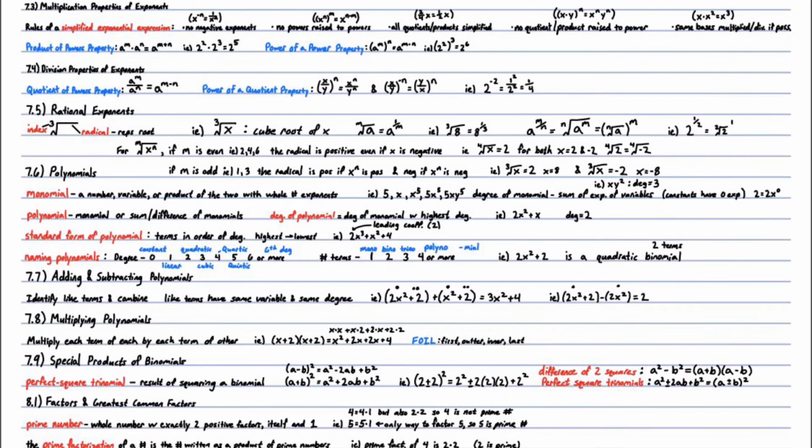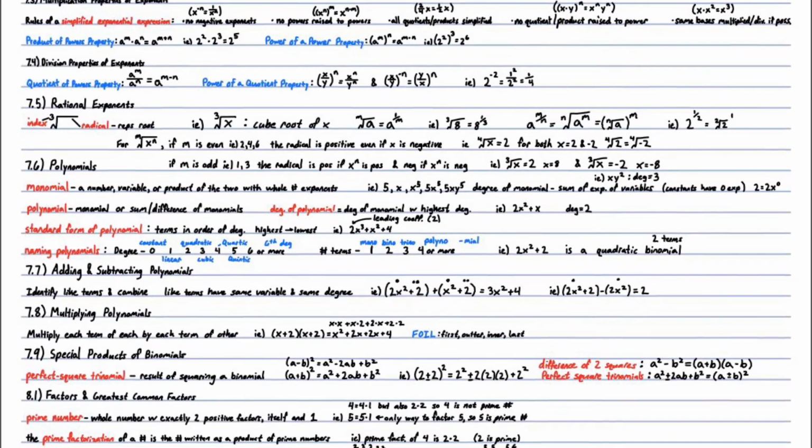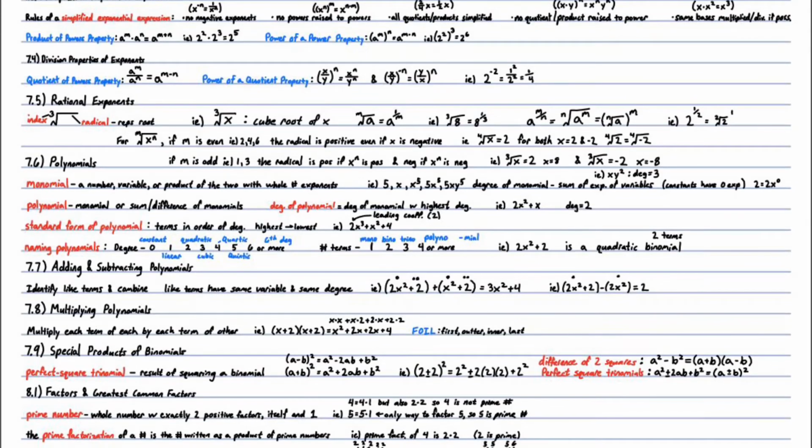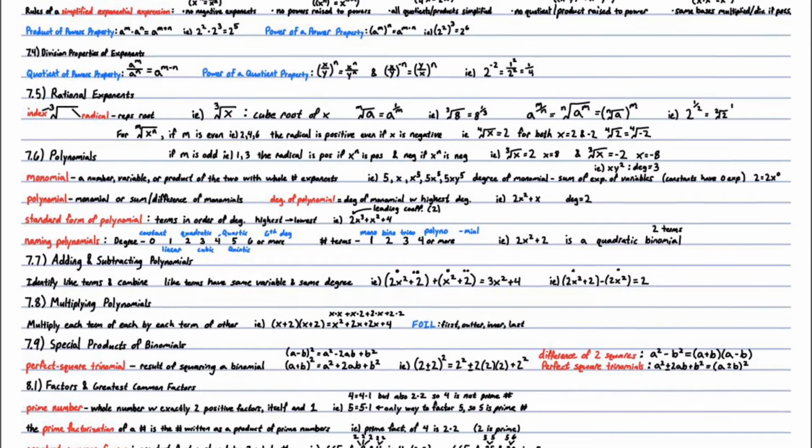Division properties of exponents. Quotient of powers property: if two powers with the same base are divided, subtract the exponents. Keep the base. Power of a quotient property: when raising a quotient to an exponent, raise both the numerator and the denominator to the exponent.